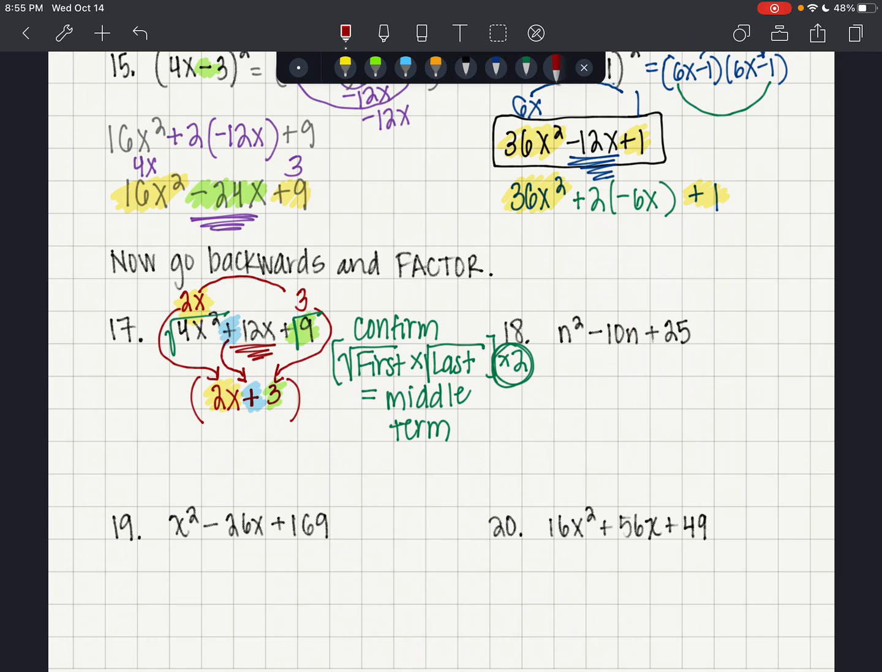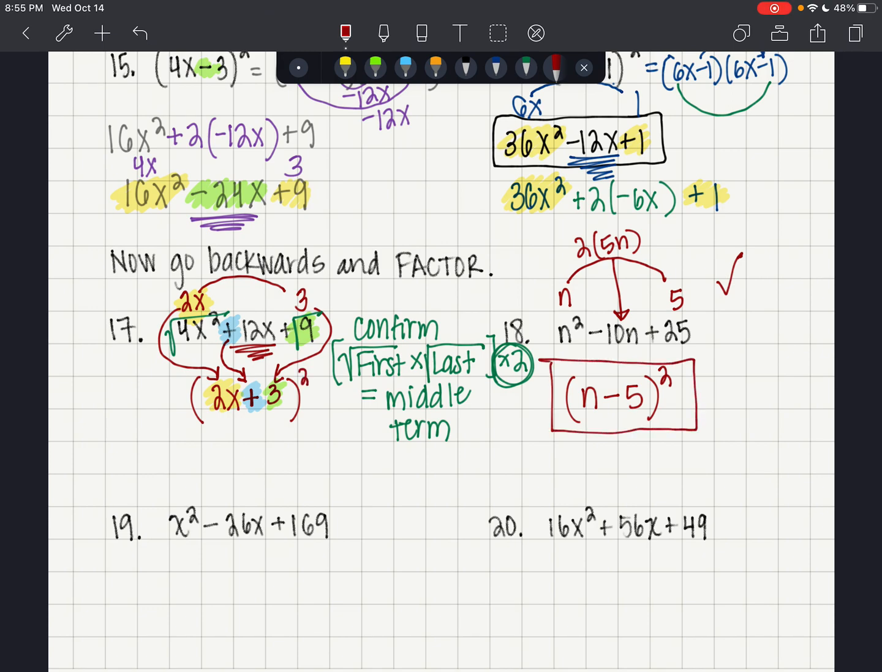N squared is a perfect square of n. 25 is a perfect square of 5. 2 times 5n is 10n. Therefore, we could put a great big check mark, and we have n minus 5 quantity squared. Oops, I forgot to put the quantity squared on number 17. Don't forget that quantity squared, because it's n minus 5 times n minus 5.